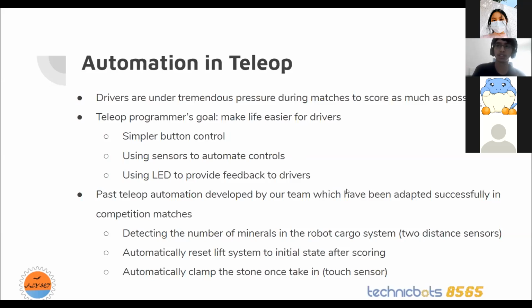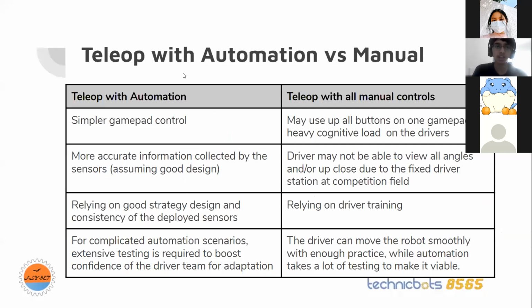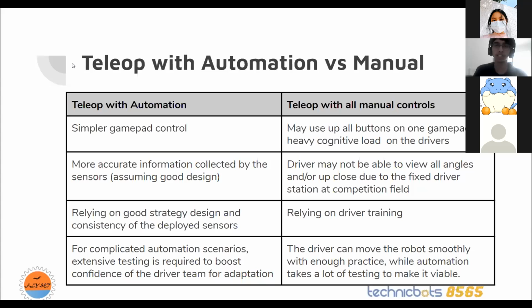So now here's a small table of the differences between Teleop with automation versus Teleop with manual controls. Teleop with automation has simpler gamepad control, while manual control may use up all buttons on the gamepad. And this has a heavy cognitive load on the drivers, meaning that the driver has to think about what each button does, when to use it, and how to use it properly.